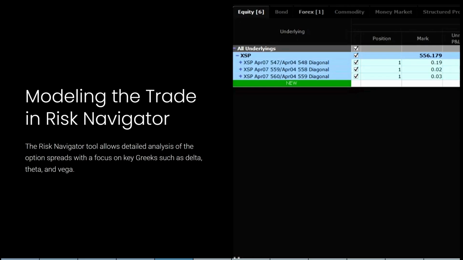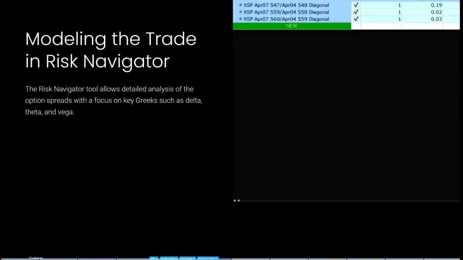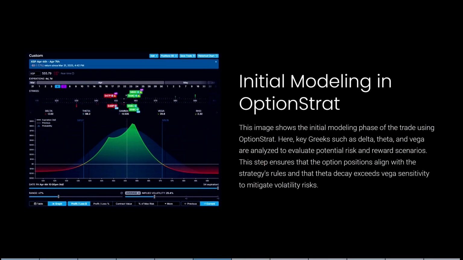When I have all of the mentioned information, I'm starting to model the trade on the Risk Navigator and OptionStrat, not only to get a nice view of the trade, but to also see what the trade Greeks look like. As stated in the rules, theta needs to be higher than vega to protect the trade from volatility swings.